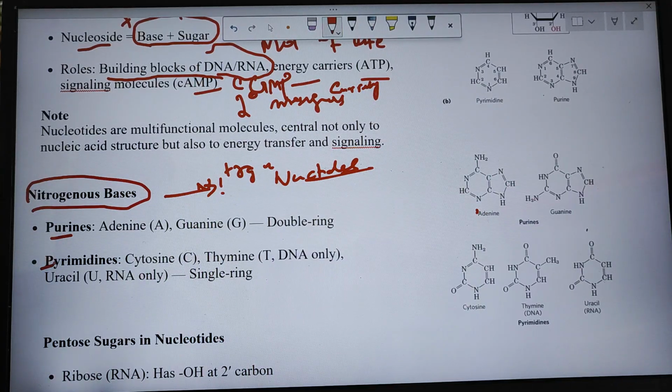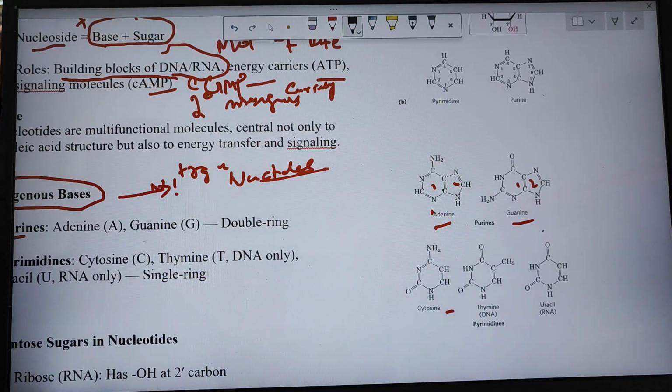What are purines? They are the double ring structures. You can see here guanine and adenine, these are the double ring structures. And pyrimidine bases, for example cytosine, thymine, and uracil, are single ring structures. So to conclude, nitrogenous bases are nitrogen-containing molecules of two types, purines and pyrimidines. Purines are heterocyclic double ring structures, whereas pyrimidines are single ring structures. Got it?